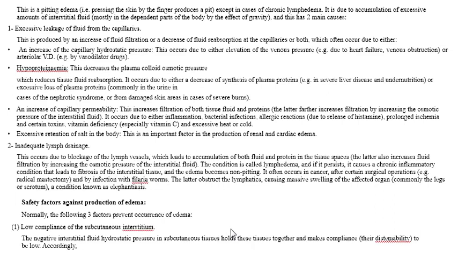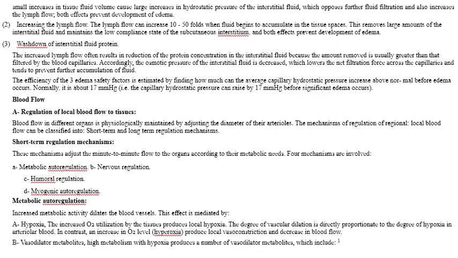Also, the negative interstitial fluid hydrostatic pressure can cause the fluid to go away. The second factor is increasing the lymph flow. Lymph flow can increase many times, up to 50 times, when fluid begins to accumulate in the tissue space, thus removing a large amount. So there is more compliance, more accessibility, and the lymph flow can increase several times so that there will be no fluid. This is another good mechanism.